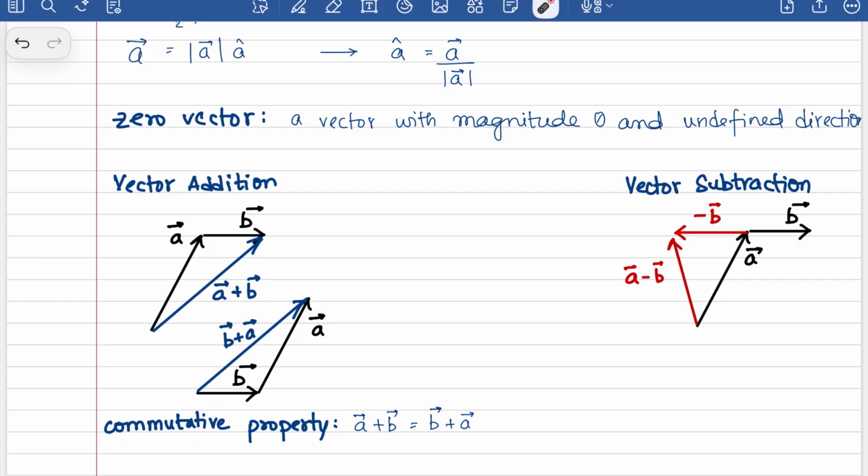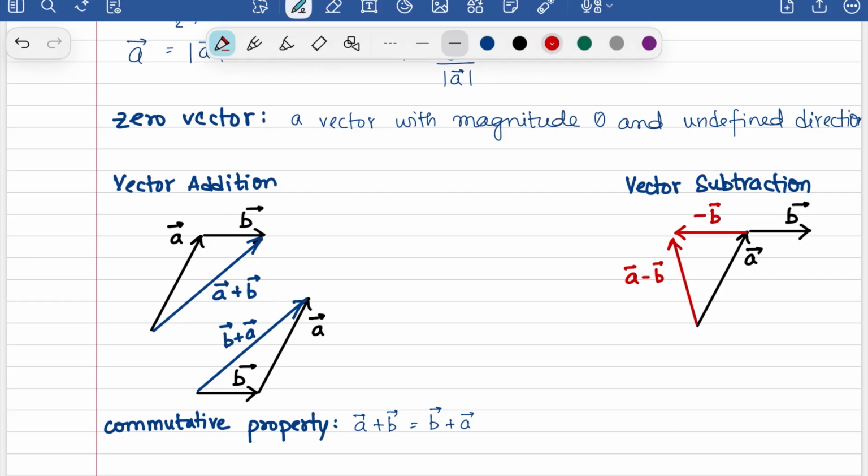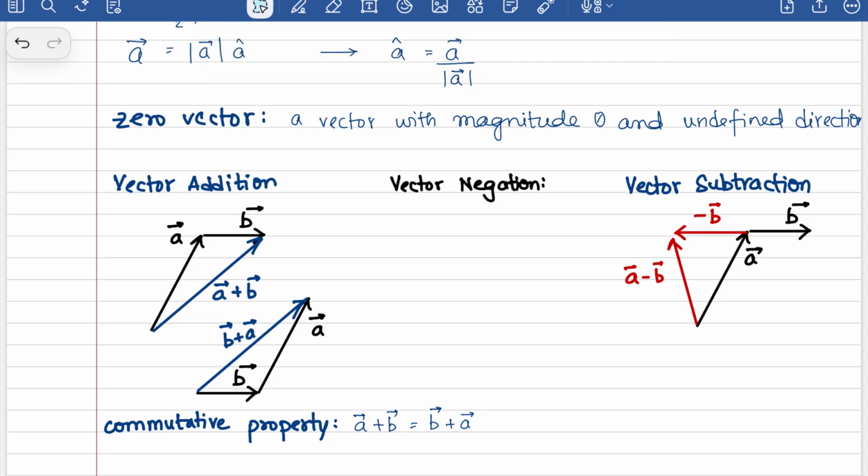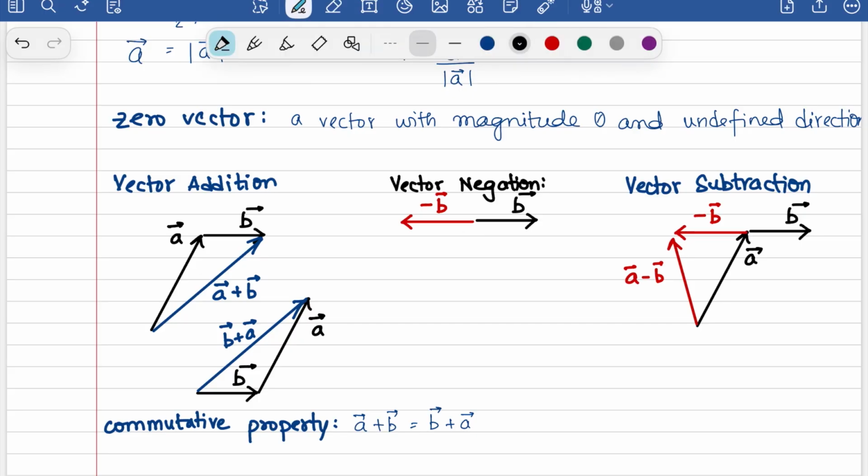And this process is actually called vector negation, wherein you take one vector, B in this case, and you get the negative of that. And the important thing to note here is that the magnitude of minus B vector is still positive. Well, I should be more specific. Instead of positive, I should say still non-negative. It's never negative. It just reverses the unit vector.